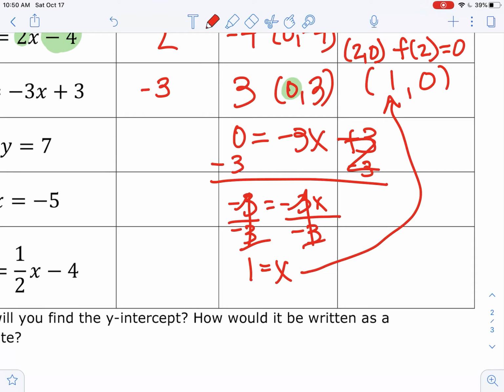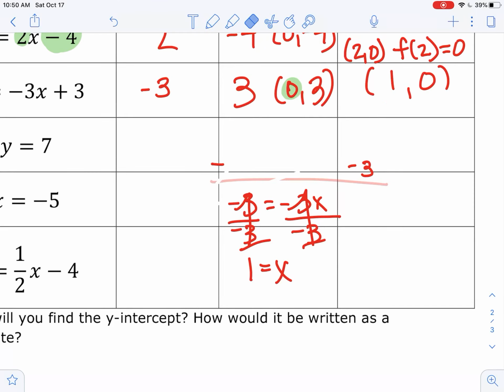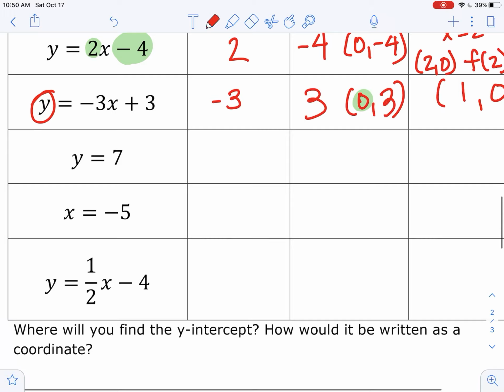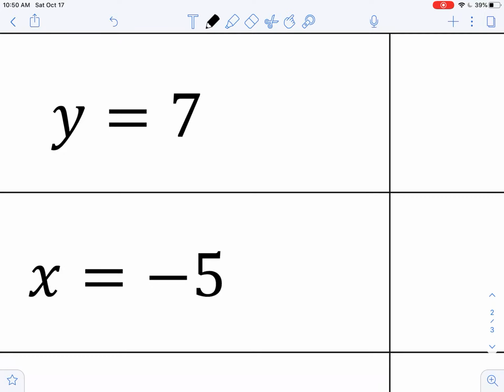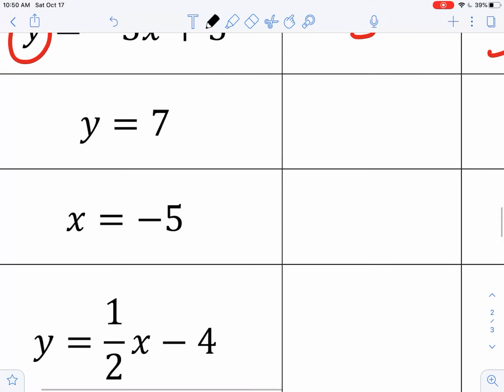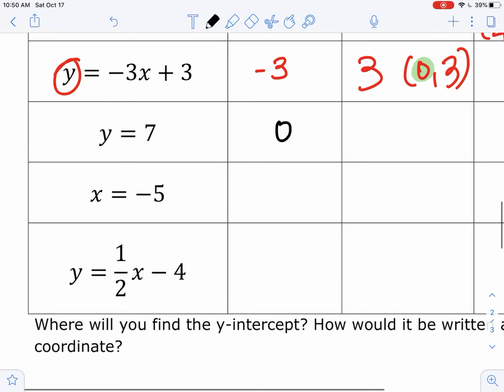All right, let me go ahead and erase this, and we'll take a look at the next one. This next one is kind of tough because if you look at it, do you guys see an x at all? I don't see any x's. So here's what that means. Your slope is 0. Again, your slope is 0. So let's look at our y-intercept. Our y-intercept is going to be all by itself right here. So our y-intercept is going to be 7.